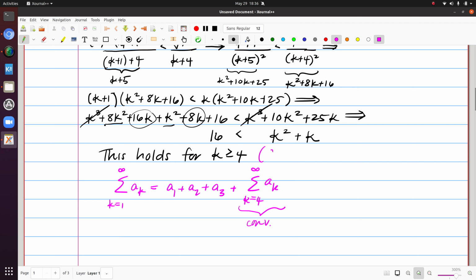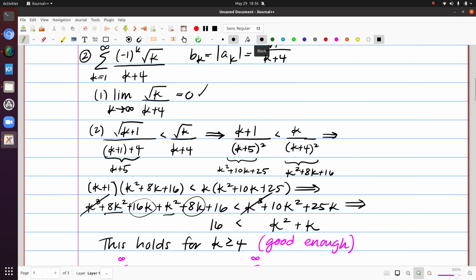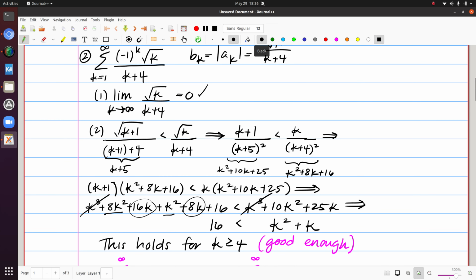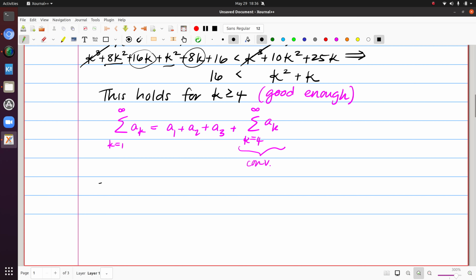So I'll point out that this is good enough. And this is likewise true. If you could find out it was true for k equals 100 or more, that would be good enough as well. As long as there's some fixed point after which it's always true, then we've satisfied that condition. So now I see that both conditions of the alternating series test hold here. So again, I can say that the series converges by the alternating series test.